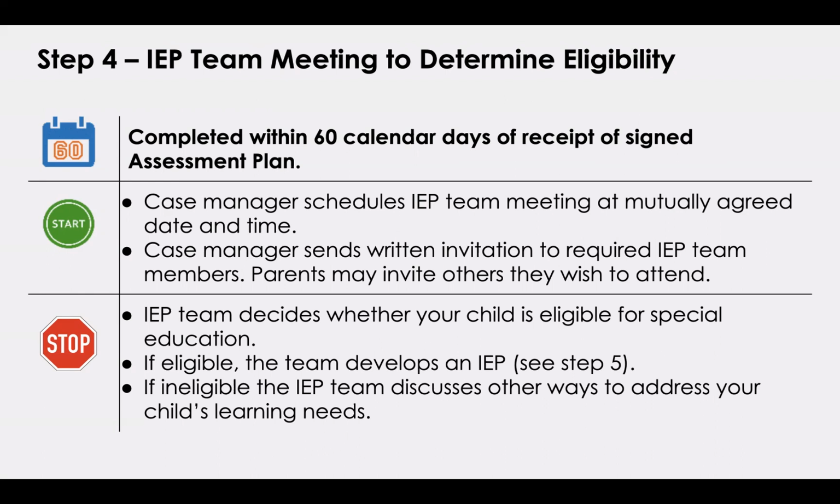That's completed when the IEP team decides whether your child is eligible for special education or not. If found eligible, then the team will develop an IEP. More information on that in step 5. If your child's not eligible, the IEP team will then discuss other ways to address your child's learning needs and to support them.